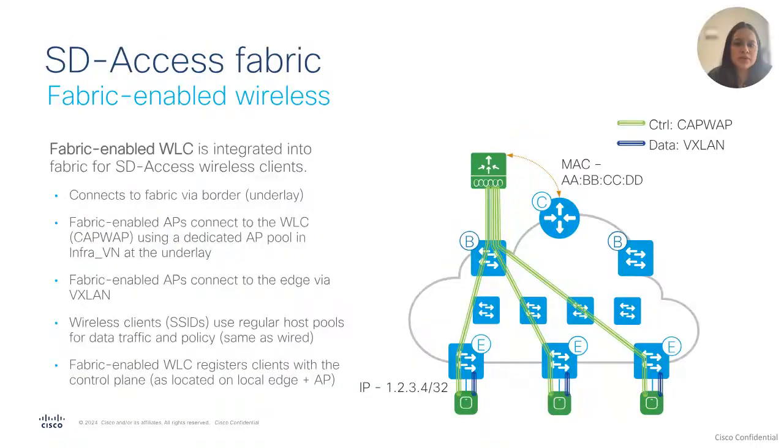Now, fabric-enabled WLC connects and registers wireless endpoints to the control plane. It creates a CAPWAP tunnel that is used to manage the APs from the WLC, while data plane traffic traverses the fabric, which bypasses the need for endpoints to go through the WLCs.